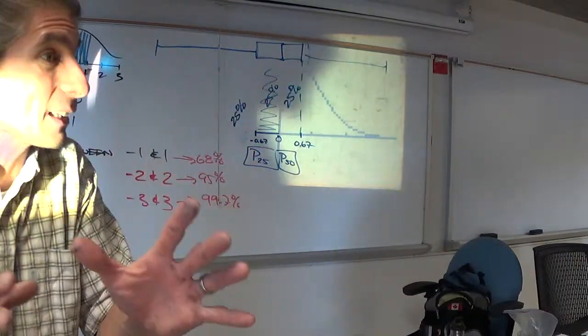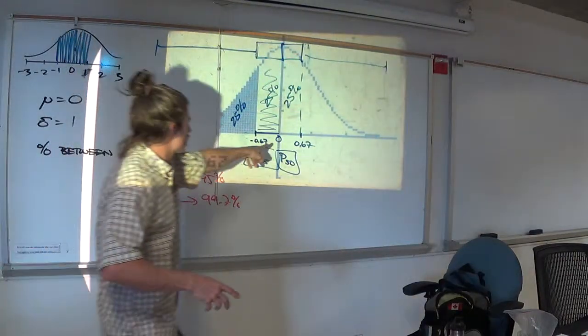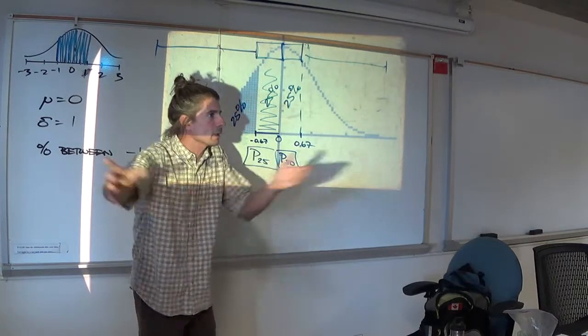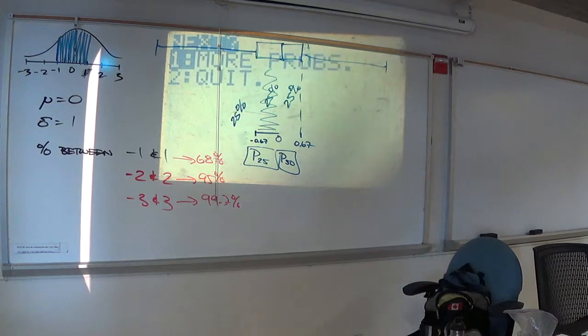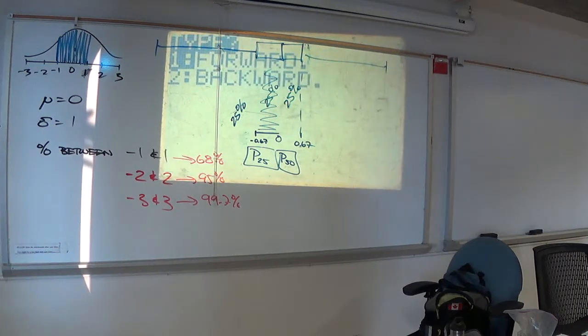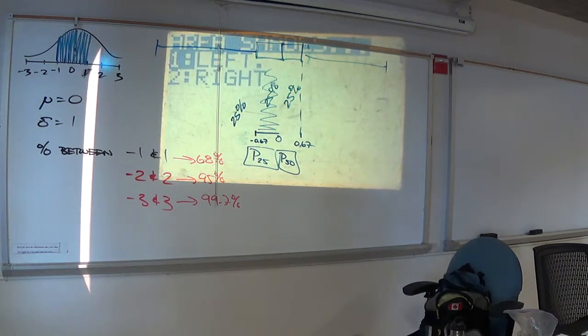But yes, exactly. Now, can you get these numbers, the 0 and the 0.67, used in the program? Why not? Of course. So, more props. Do it backwards. Let's shade left again. And we'll shade right the last time.